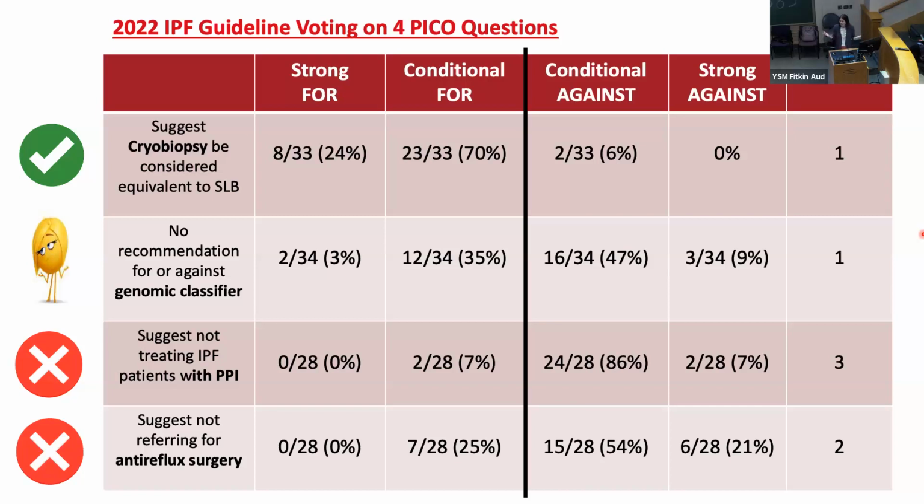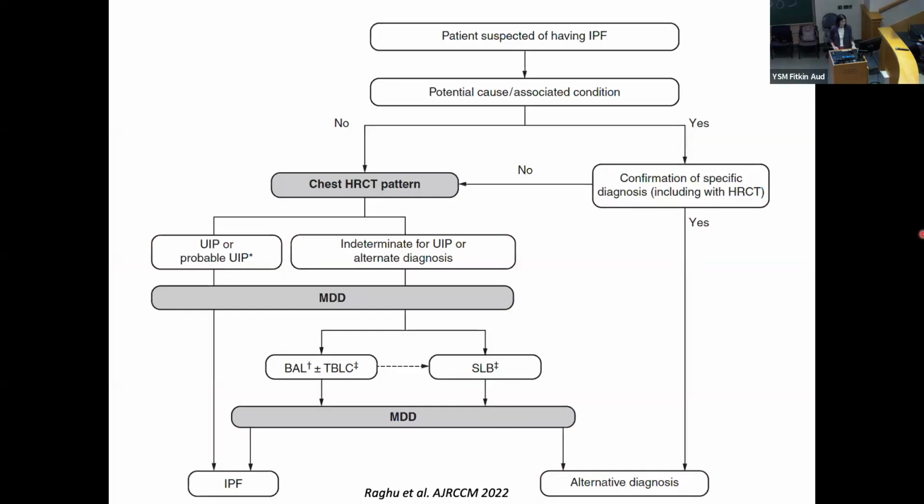The genomic classifier is very meh. I'm not sure it was a key PICO question to include in an updated guideline. They suggest now not treating patients with IPF with PPI, so the evidence was weighted heavily against doing that, and then not referring patients for surgical lung biopsy or for an anti-reflux surgery, so a fundoplication to treat their IPF.